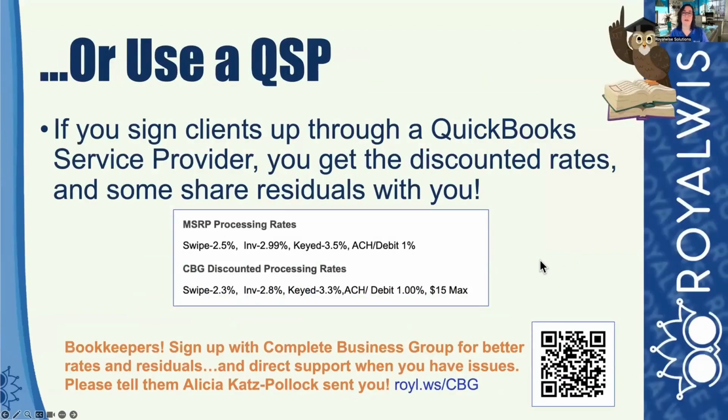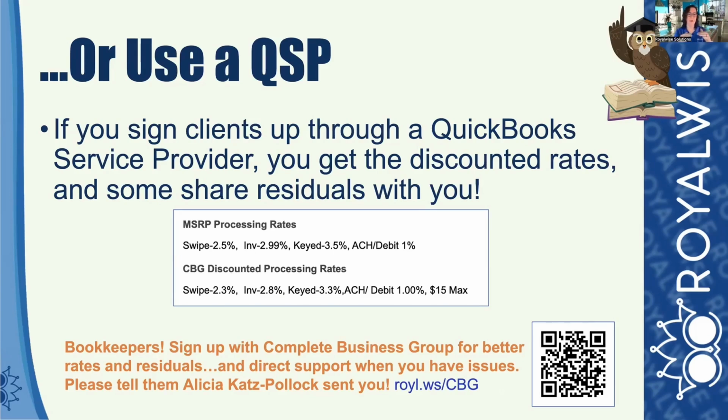Now, another alternative is using a QuickBooks Solutions provider. A QSP is an external reseller for Intuit that 20 years ago was one of the main ways that you would get your QuickBooks subscriptions and services. Today, you can now do it through the Pro Advisor portal, but I still use a QSP. In fact, the one that I use is Complete Business Group, and I put a little QR code down there for it so that you can get there too.